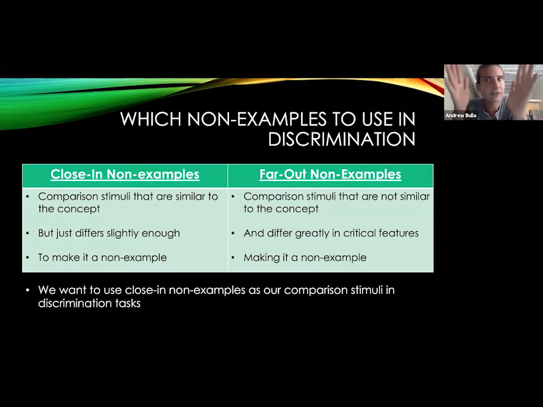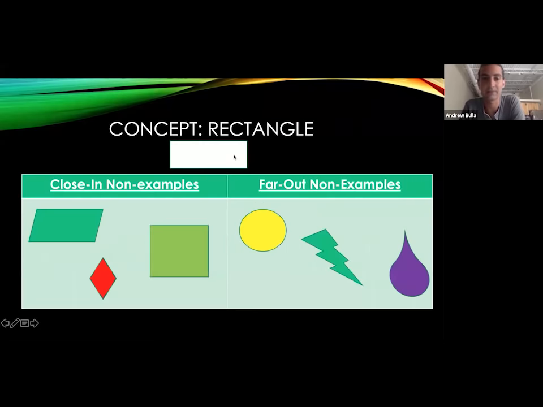So it's ever so similar, but just slightly different enough that it now functions as a non-example of that concept. With far out non-examples, those are comparison stimuli that are not similar to the concept, and they differ greatly in critical features, making it a non-example. So those are so far removed from the concept that we wouldn't ever expect the learner to confuse that with the concept we're trying to teach. So we want to teach with our close-in non-examples as our comparison stimuli.